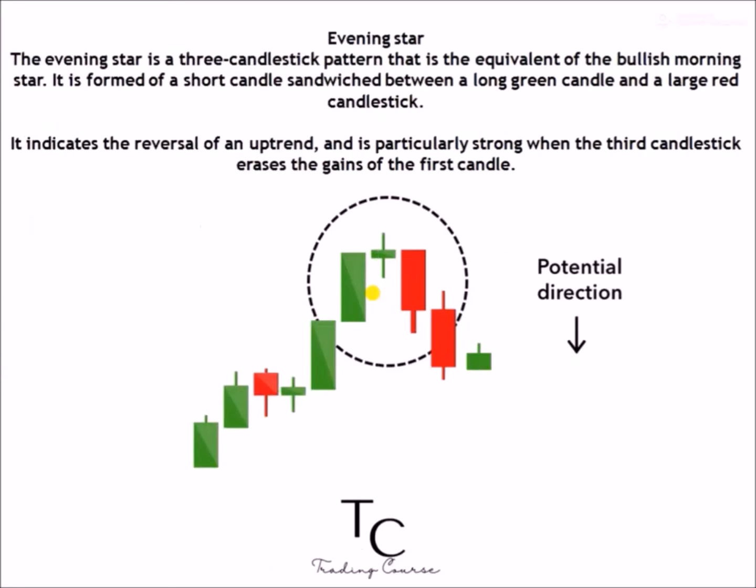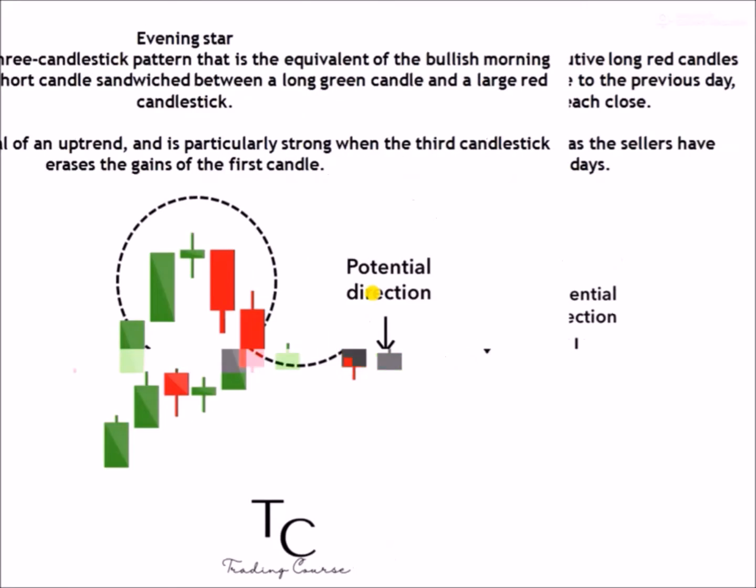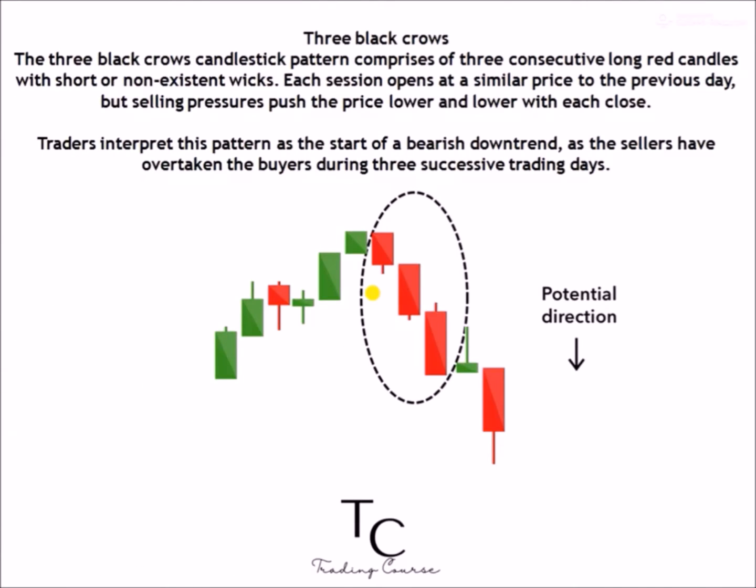Evening star. The evening star is a three-candlestick pattern that is the equivalent of the bullish morning star. It is formed of a short candle sandwiched between a long green candle and a large red candlestick. It indicates the reversal of an uptrend, and is particularly strong when the third candlestick erases the gains of the first candle.